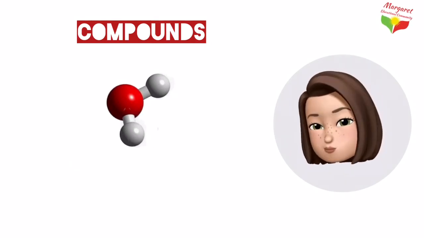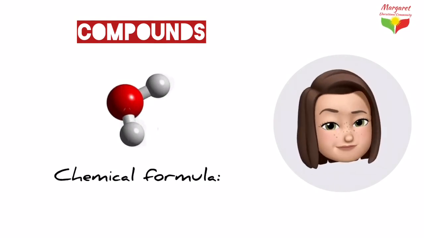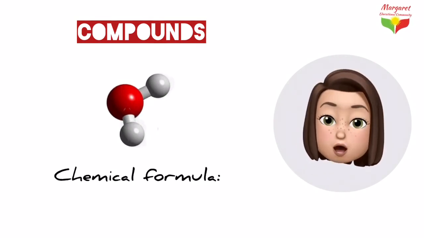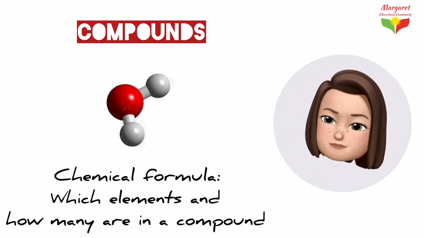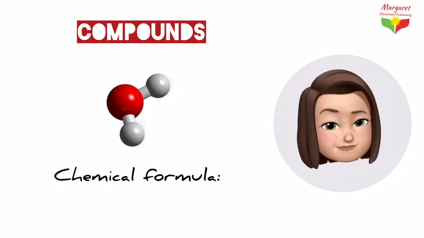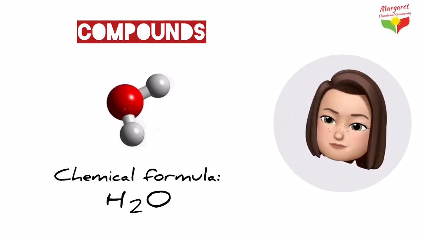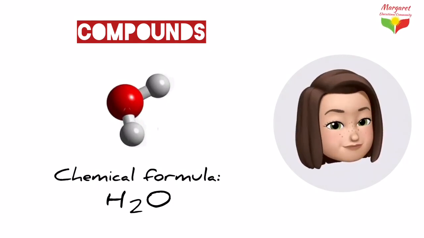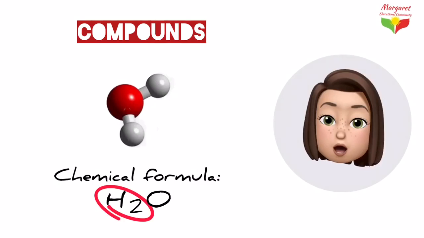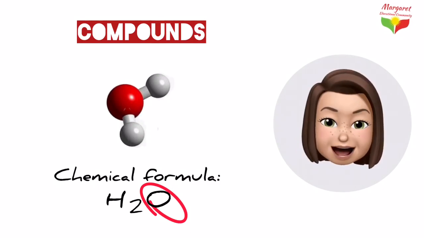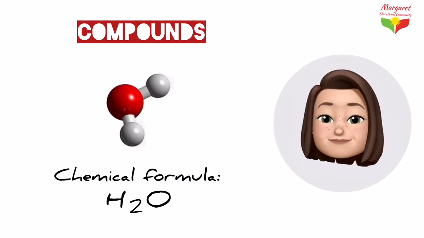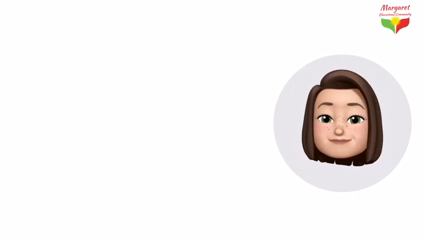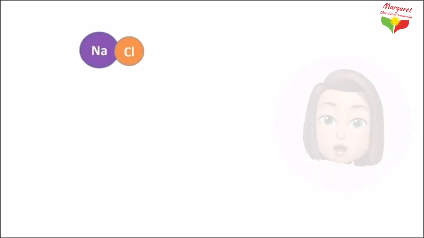This can be represented in a formula called a chemical formula. A chemical formula shows which elements and how many atoms of each are in a compound. The chemical formula for water is H2O. The number that's written next to any letter is actually the number of atoms. So here we have only two hydrogen. An oxygen that has no number next to it means it contains only one. So basically, a formula is a short way to write how many atoms there are.